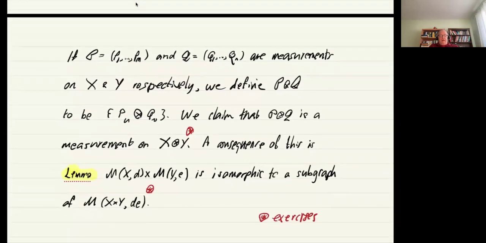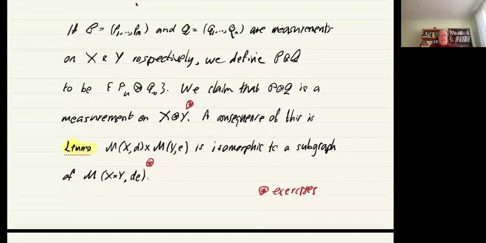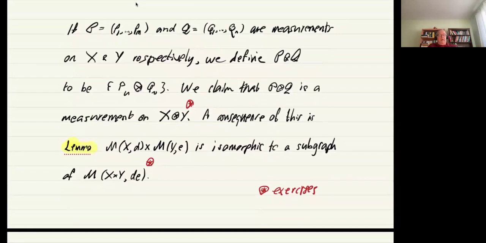Now, a couple of things that are useful: if we have two measurements on graphs X and Y respectively, then we can define the Kronecker product or tensor product to be the set of tensor products. Now, the claim is that's a measurement. Okay, it's fairly clear, it should be immediate. Each of those things is a projection, and they sum to the identity. So it's a measurement on the vertices of the Kronecker product of X and Y.